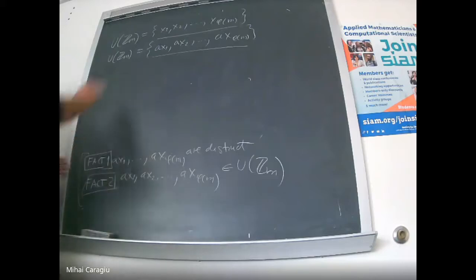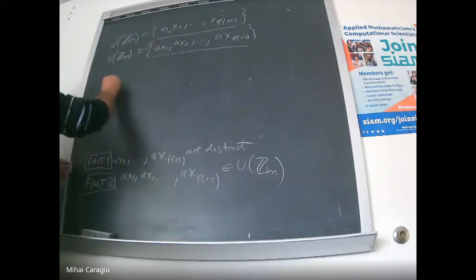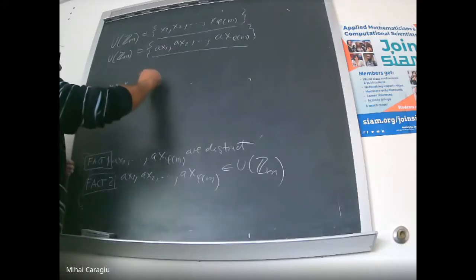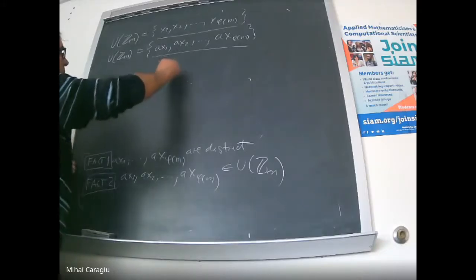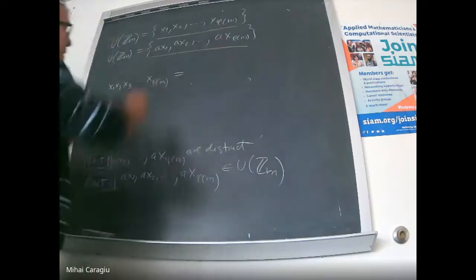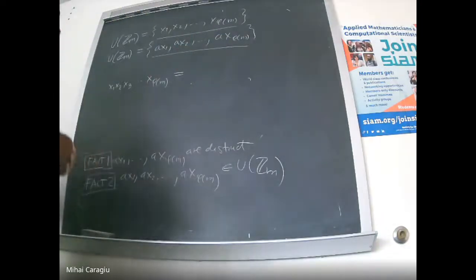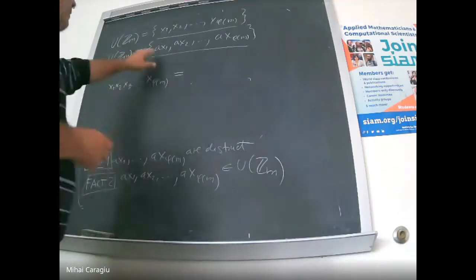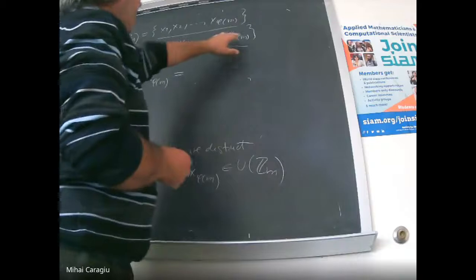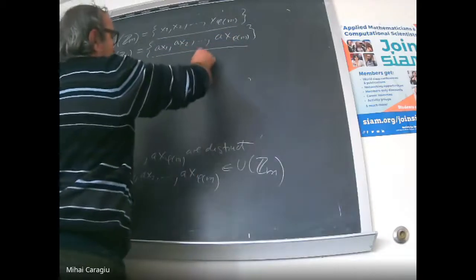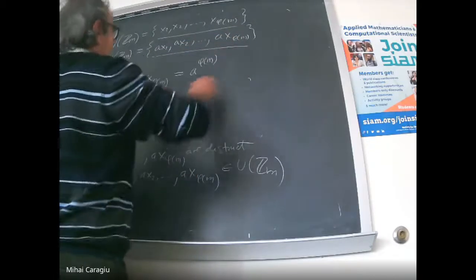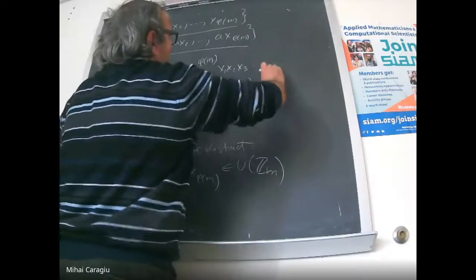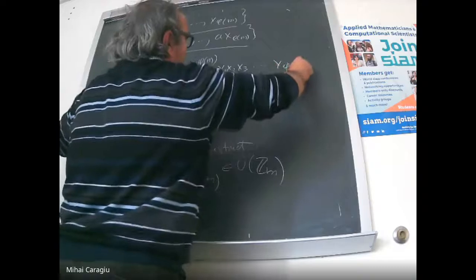So what's the product of items in the first list? It's x1 times x2 times x3 all the way times x sub phi of n. What's the product of numbers in the second list? Again, the second list is the same as the first list, only reshuffled. In the second list, a appears how many times? Phi of n times. So it will be a to the power phi of n, again times x1, x2, x3 all the way to x sub phi of n.